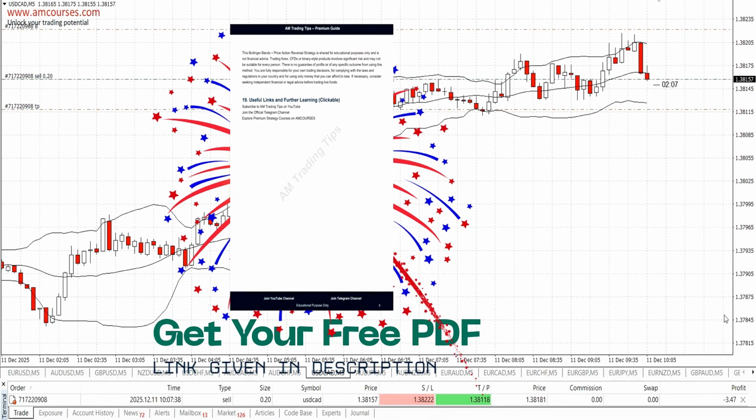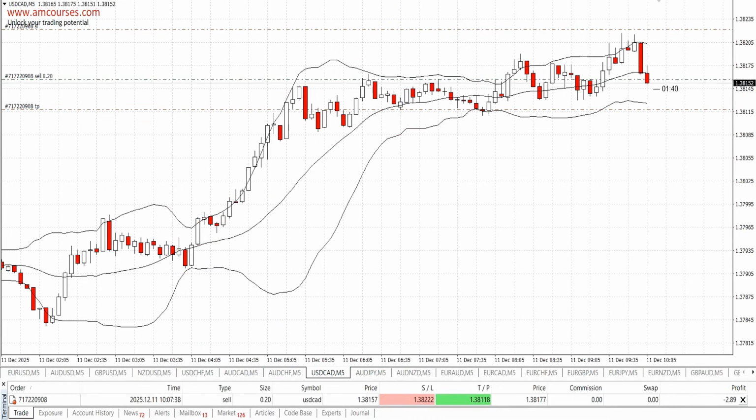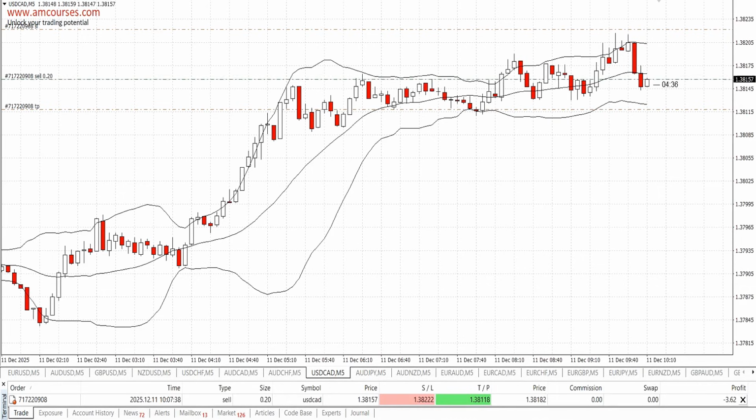You can keep it open on your phone or a second screen while trading to avoid confusion and make faster decisions. In this setup, I entered a sell trade after the price moved up and touched the upper Bollinger Band, which often signals that the market is overstretched.